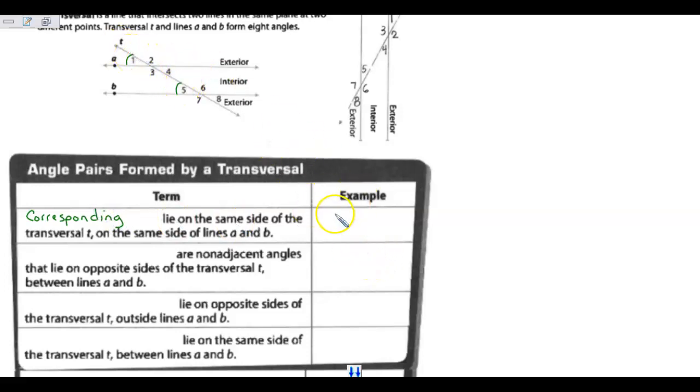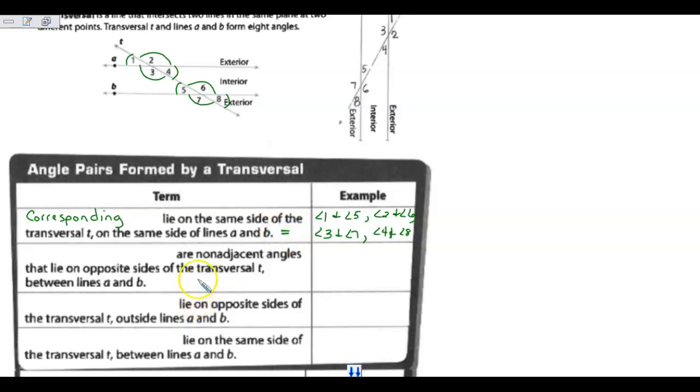In our example that we have here, that would be angle 1 and angle 5. It would be angle 2 and angle 6. It would be angle 3 and angle 7. And also it would be angle 4 and angle 8. These are all going to be equal to each other, so they are going to be congruent.